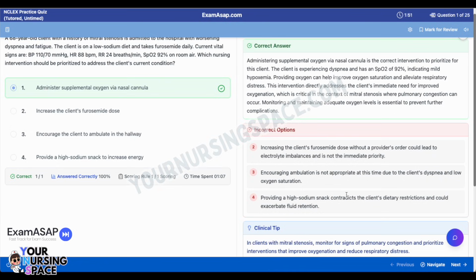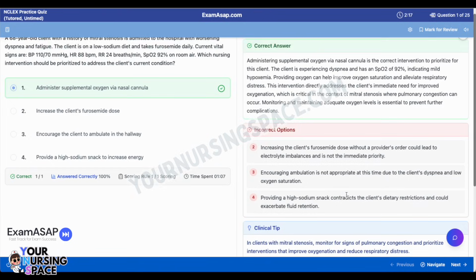Distractor rationales. B. Increasing the client's furosemide dose without a provider's order could lead to electrolyte imbalances and is not the immediate priority. C. Encouraging ambulation is not appropriate at this time due to the client's dyspnea and low oxygen saturation. D. Providing a high-sodium snack contradicts the client's dietary restrictions and could exacerbate fluid retention.